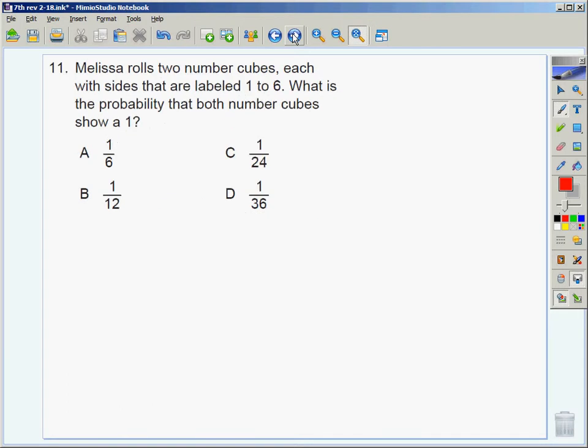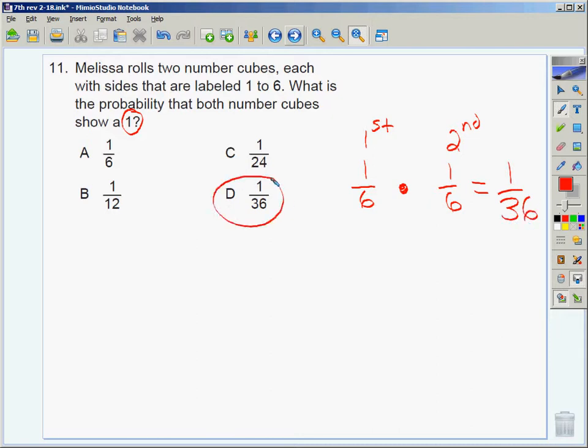Melissa rolls 2 number cubes, each labeled 1 through 6. This again is a compound event. You could create a table, or you can look at the probability of getting a 1 on the first cube, 1 of them out of 6. On the second cube would be 1 out of 6. And with a compound event, we multiply our 2 probabilities together. So I'd have a total of 1 out of 36.